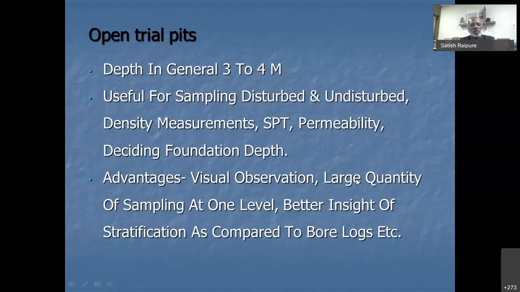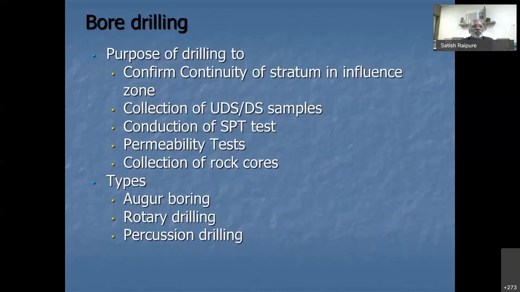Its advantages are visual observation. We can see the different soil layers which are available till 3 to 4 meters. Large quantity of sampling at one level is possible. Better insight of stratification as compared to bore logs. In bore holes, you have to be very careful while doing the sampling. But in open trial pits, we can take out a number of samples, and it gives us a better idea about the soil strata available till 3 to 4 meters.